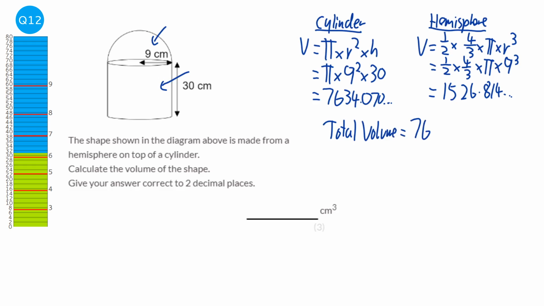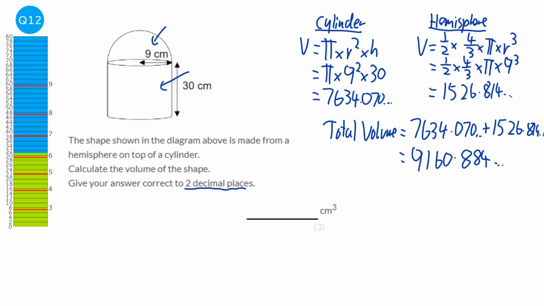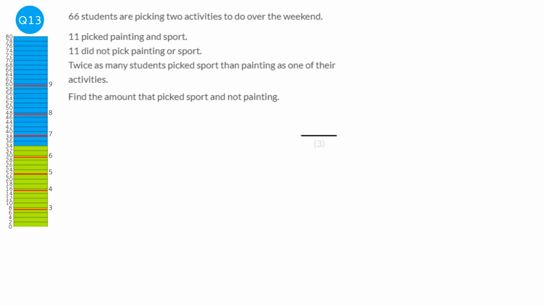And so the total volume is 7634.070... plus the 1526.814..., which equals 9160.884... It says it wants it to 2 decimal places, so when we round that we get 9160.88.